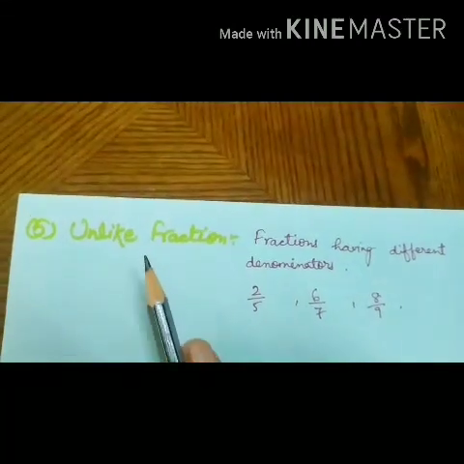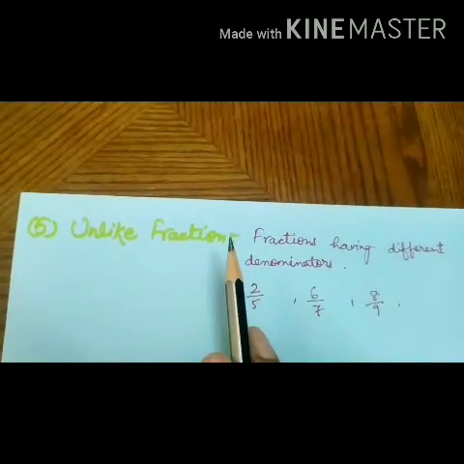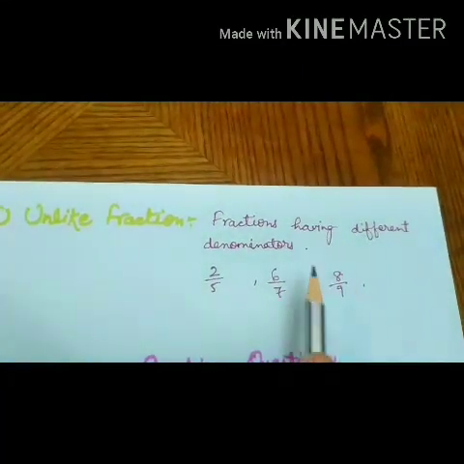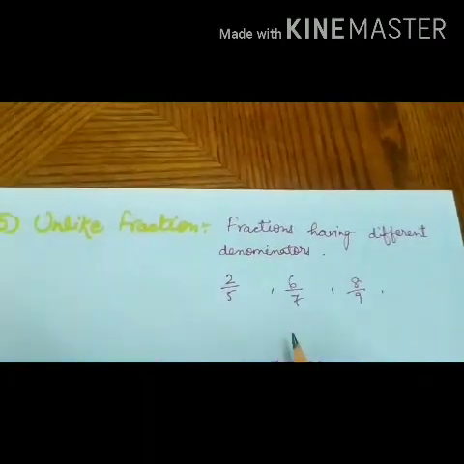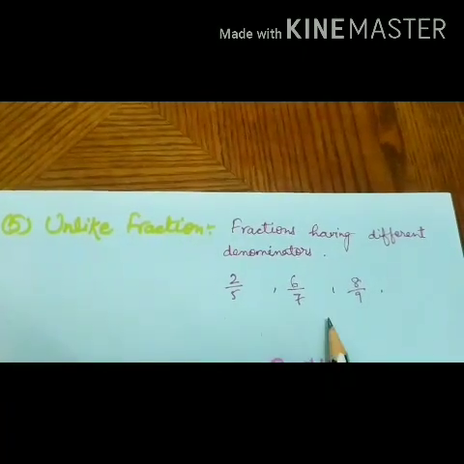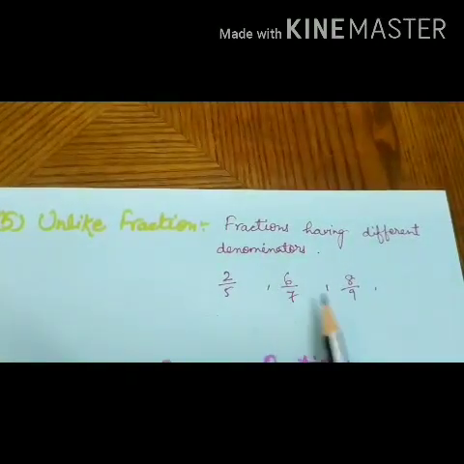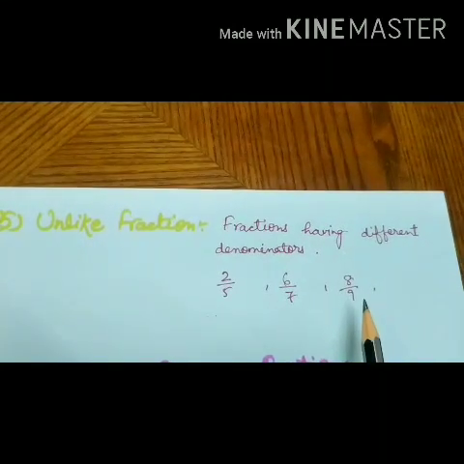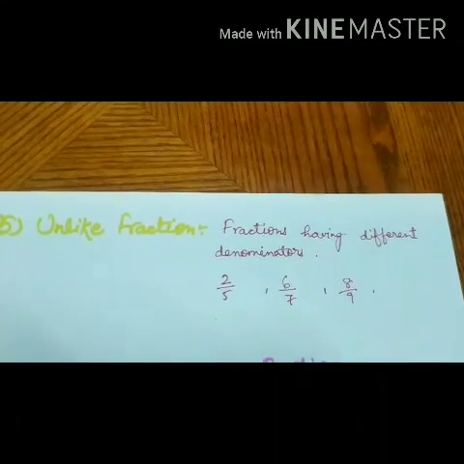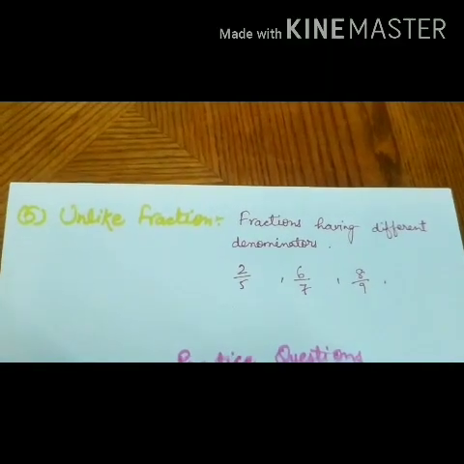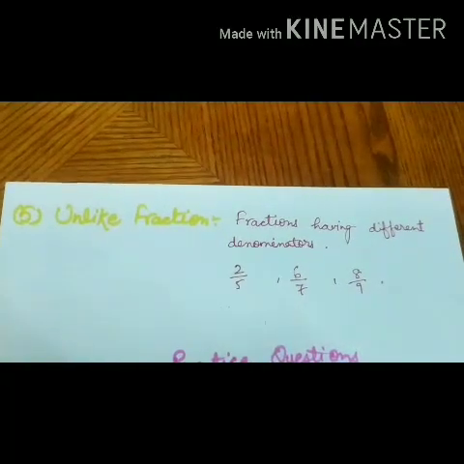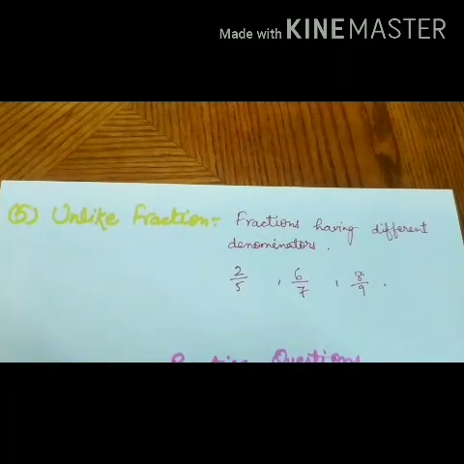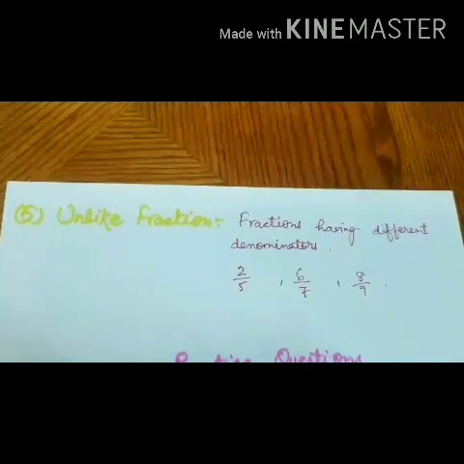Okay, now the fifth part is unlike fraction. What is unlike fraction? Fractions having different denominators. Its denominators are always different from each other. Like 2 by 5, 6 by 7, 8 by 9. Its denominators are different. One is also that unit fraction. Unit fraction has 1 as a part and whole can be anything. It means in denominator the number can be anything, but in numerator it is always 1.